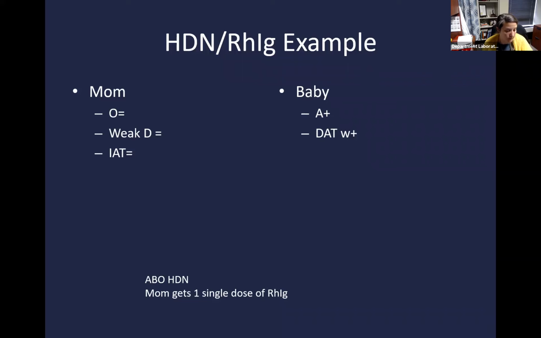So that 28 weeks dose of RhoGAM is given to all Rh negative moms because we don't know the type of the baby. All right. After delivery, if the baby is Rh positive, mom will get an additional dose of RhoGAM.